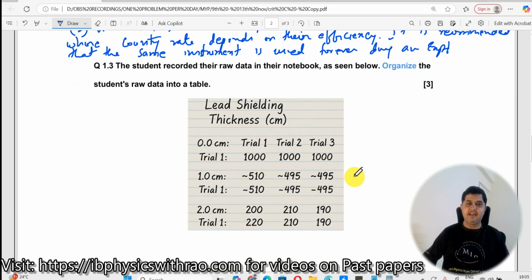So the next one. The student recorded the raw data in the notebook as seen. Organize the student's raw data into a table. See, this is the way the raw data is recorded. It should not be like this. So how should it be recorded? It should be like this.